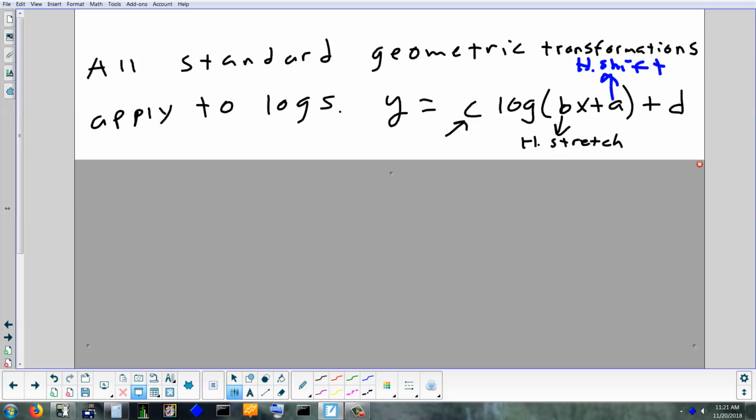What else besides here? Yeah. That's a vertical stretch. And that is exactly what you would expect. Bigger numbers stretch it bigger, fractions make it compressed, or they make it smaller.